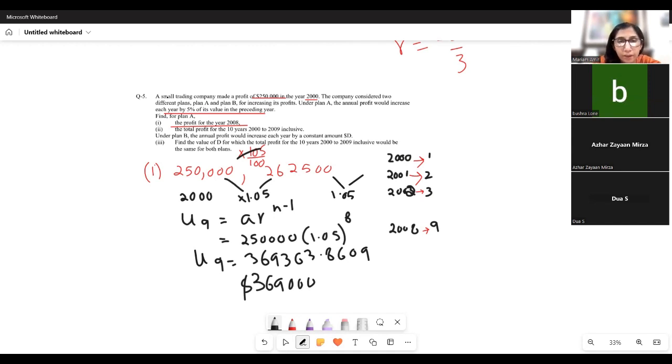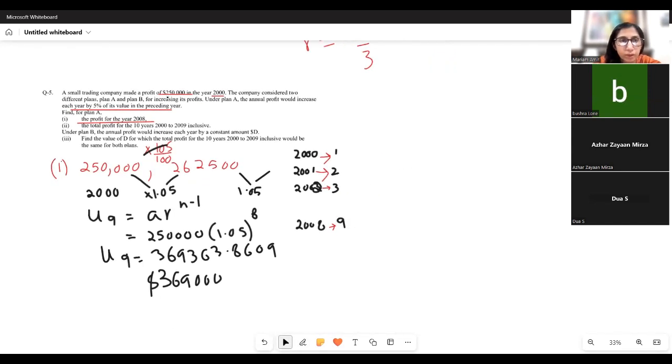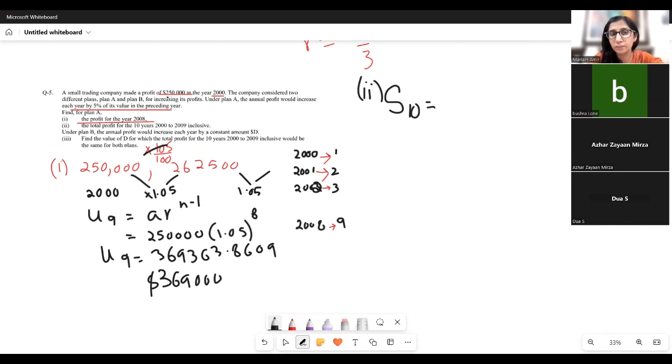All right. Part 2. Find the total profit for the 10 years from 2000 to 2009. So in part 2, we're finding the sum of the first 10 terms. I don't have the last term, that is the profit in year 2009. So I must use this formula, n over 2 times 2a plus d times n minus 1.